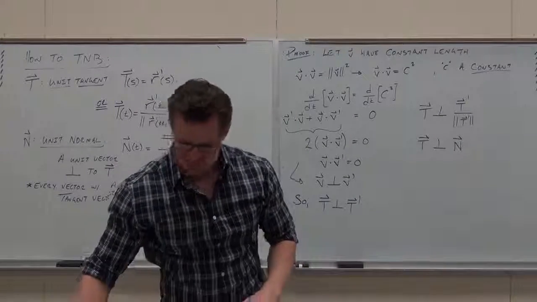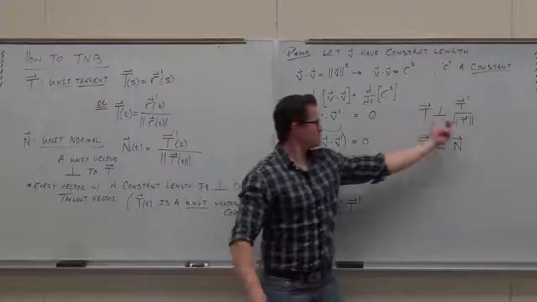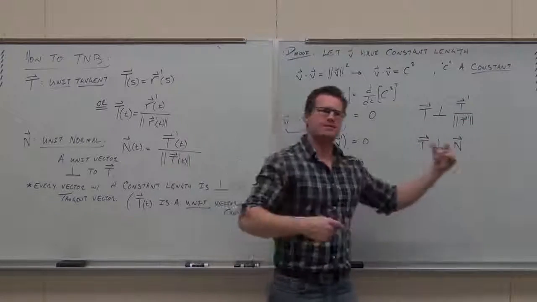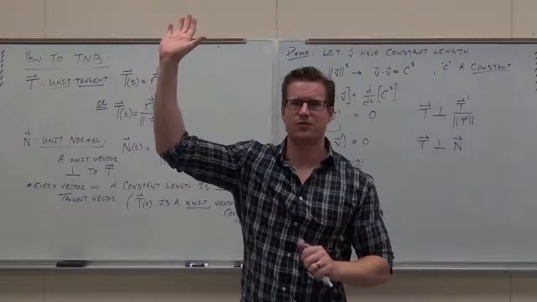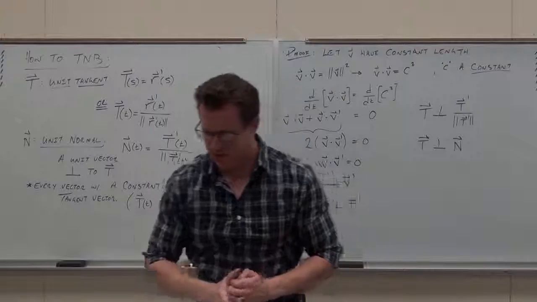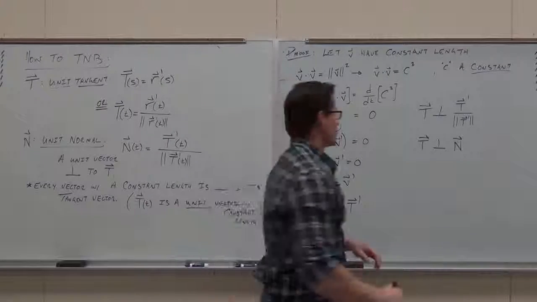So, same direction, just unit vector, and that's what n is. That is what the unit normal actually is. Show of hands if you understand the proof. It's pretty cool. If you didn't, you can still do the stuff, but I'd like you to understand it. Now, how about this one?